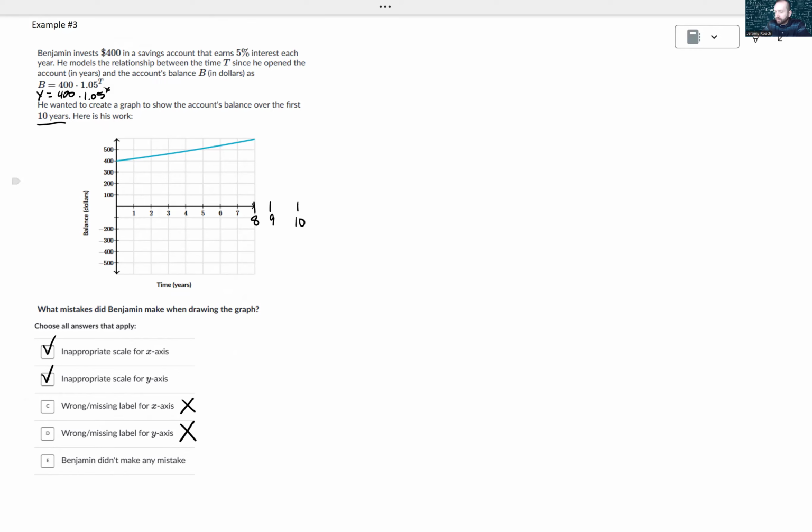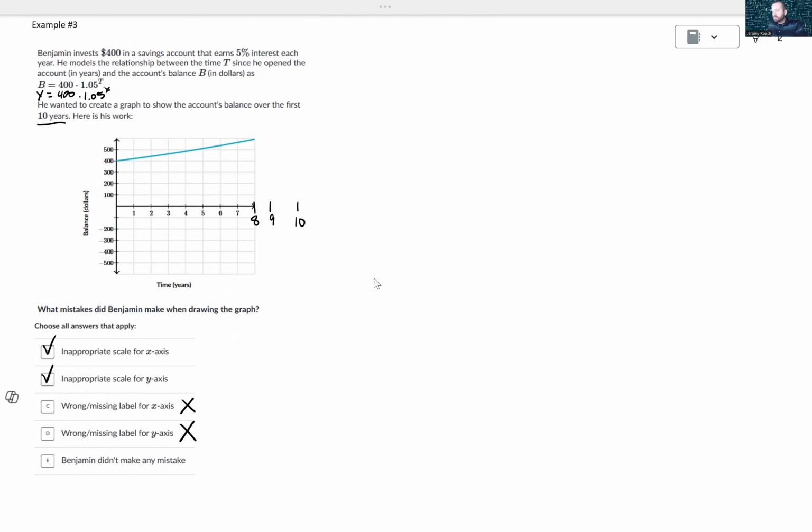So at first glance, it looks like the y is okay because everything fits on there, but it doesn't because if we have something that goes out to 10, then on the y-axis, it's going to get cut off as well. So both the x and the y-axis have an inappropriate scale.